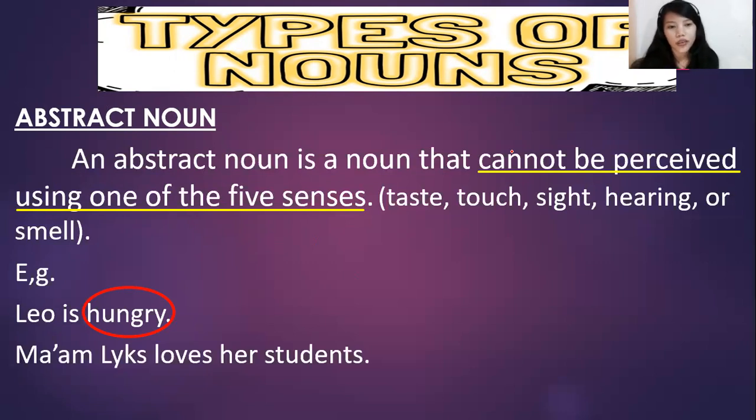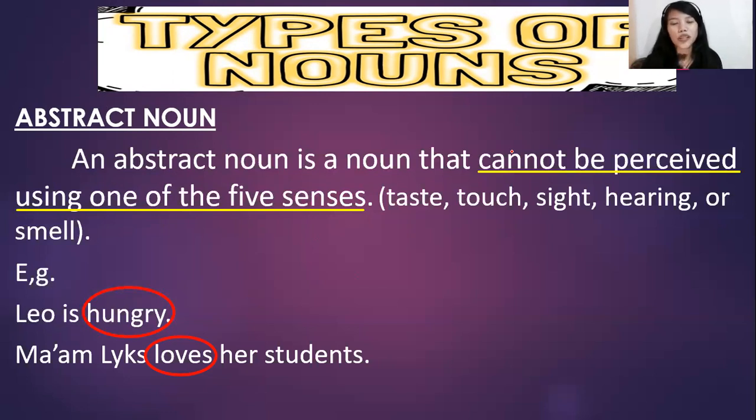Another example. Mom loves her students. So where is our abstract noun in the sentence? Very good. We have the word love. Why is love our abstract noun? Because again, can you see love? No. Can you touch love? No. Can you smell love? No. Can you feel that you are in love? Basically, yes. Therefore, the word love is our abstract noun.